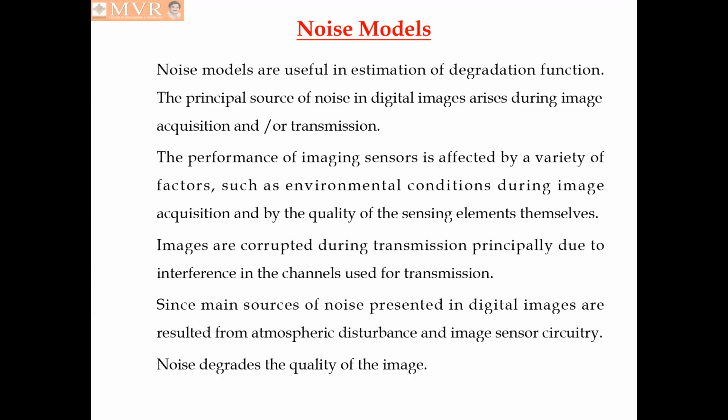Images are corrupted during the transmission principally due to the interference in the channels used for the transmission. Since the main sources of noise present in digital images result from atmospheric disturbances and the image sensor circuitry, noise degrades the quality of the image. Here noise models means we are going to define the mathematical equations for the different types of noises.